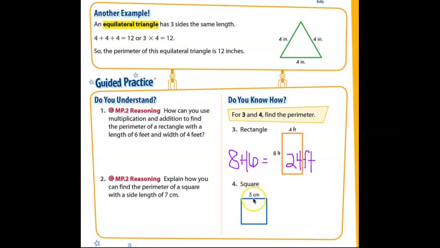And then right down here, the square, remember all sides are the same. 5 plus 5 plus 5 plus 5. So we know that's 5, 10, 15, 20. The perimeter of this square is 20 centimeters.